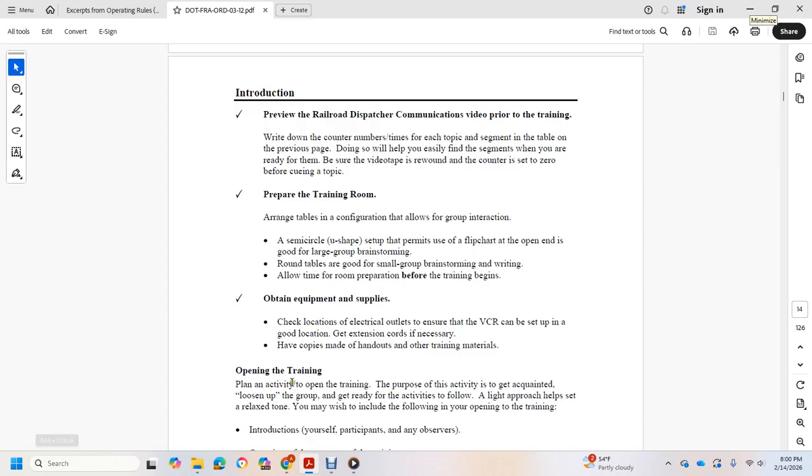Opening of the training. Planning the activity. The purpose of the opening activity is to get acquainted, to loosen up the group, and to get ready for the activity that follows. A light approach helps set a relaxed tone. You may wish to include the following in your opening to the training.